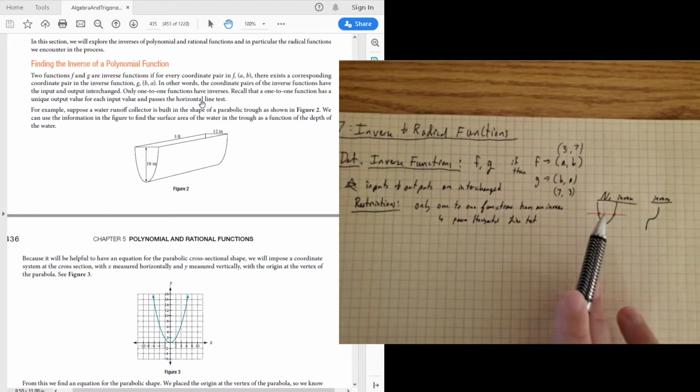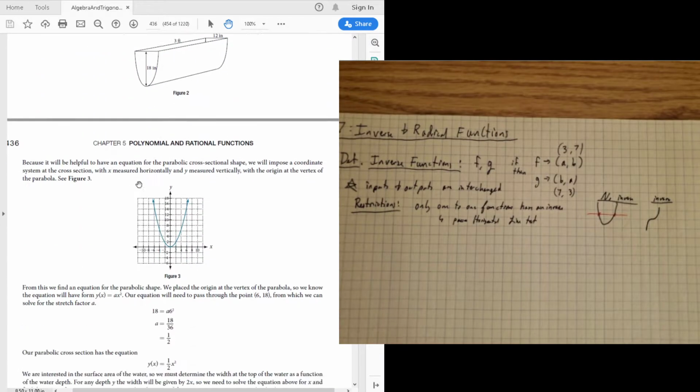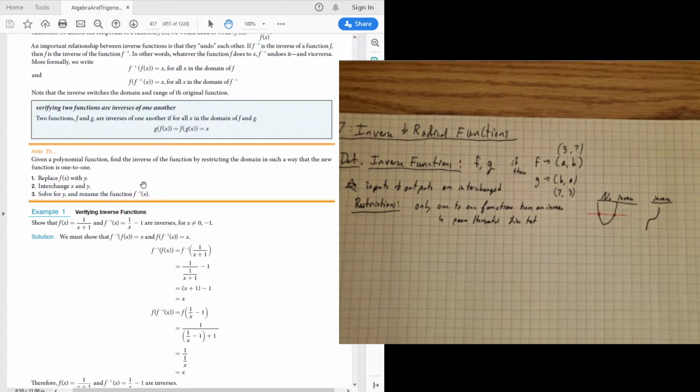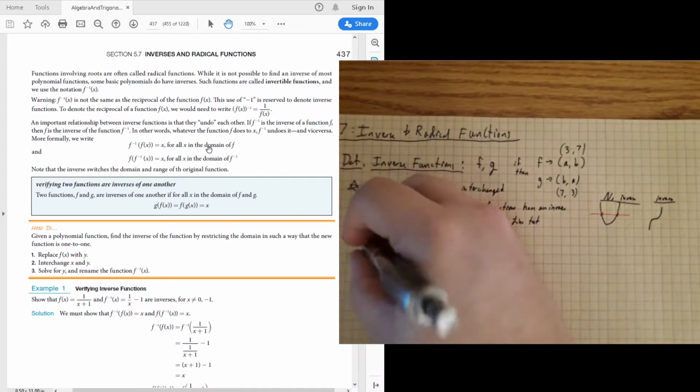Now here's the thing. Just because it doesn't have an inverse now doesn't mean we can't force it to have an inverse by restricting the domain. That's what this piece is about and what we're going to finish with today. So let's go ahead and look at the other definition for an inverse function. It's actually right here. The other definition of an inverse function.